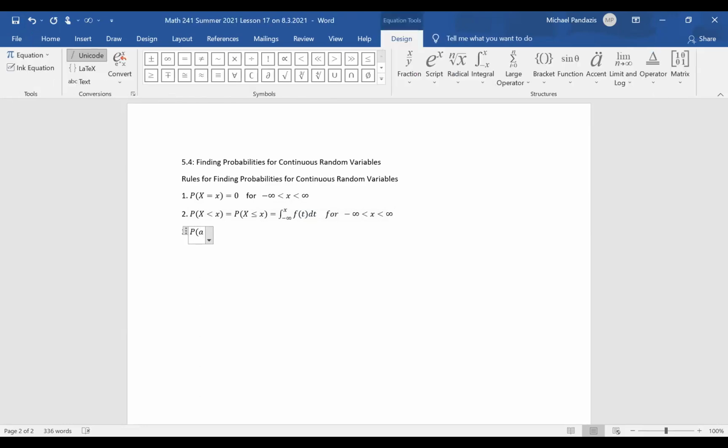The probability that A is less than or equal to capital X less than or equal to B is equal to the probability that A is less than or equal to capital X strictly less than little b, which is equal to the probability that A is strictly less than capital X less than or equal to B. And this is equal to the probability that A is strictly less than capital X strictly less than B.